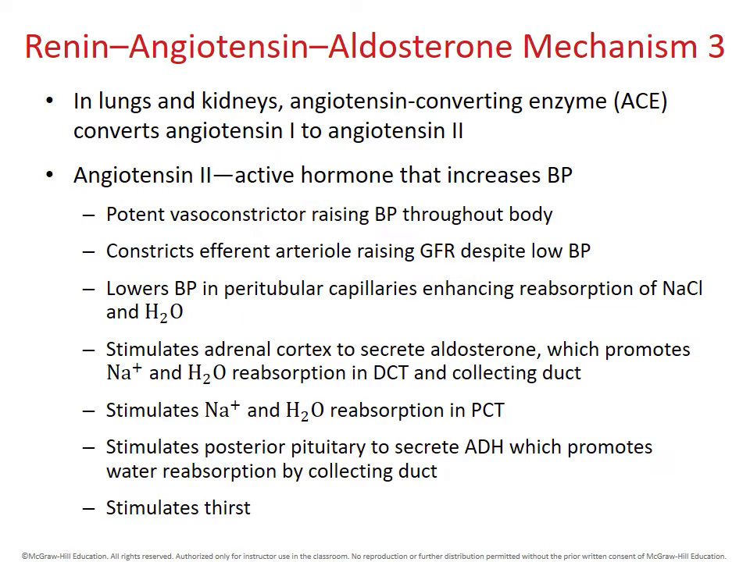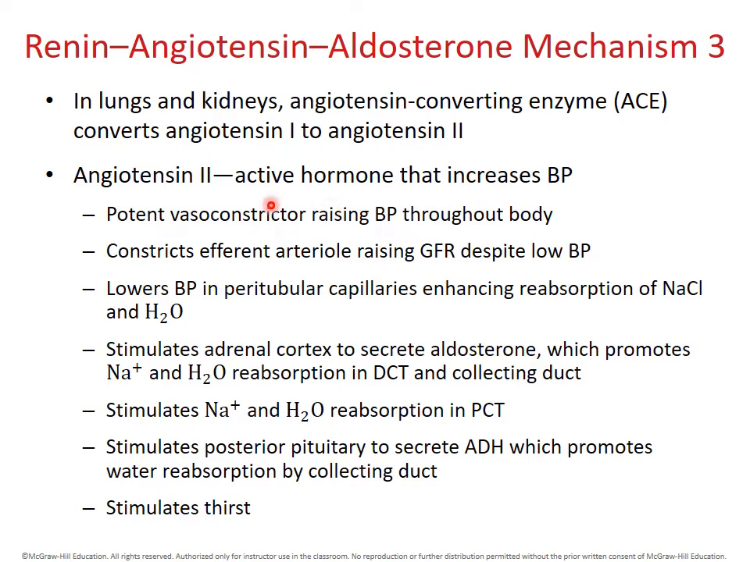Here we see the wide variety of effects that angiotensin 2 has that affect blood pressure, many of which we've already talked about, but there are a couple of new ones in here that I want to point out as well. So remember, angiotensin 2 is a potent vasoconstrictor. It causes system-wide vasoconstriction, and of course that increases blood pressure. An increase in blood pressure is going to tend to increase glomerular filtration rates if not compensated by some other mechanism.